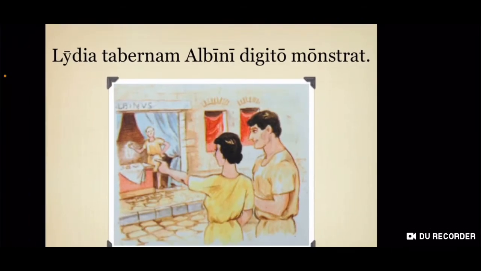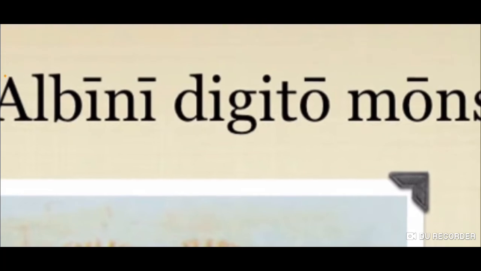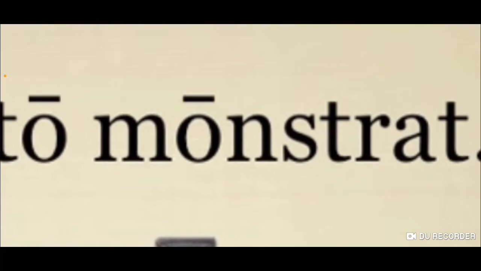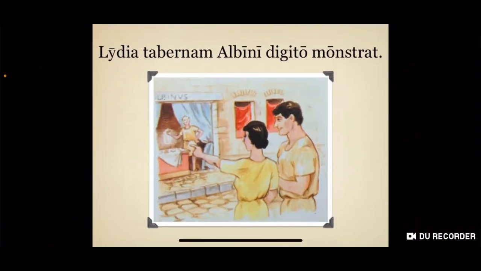So she points out Albinus' shop with her finger, and I don't need cum or apud for that. I know by the ending, digito, so I know what's in there. Plus the word points helps. It's all subconscious at first. When I first started learning, it wasn't subconscious like that, but the more you go on, you'll start to be just like that, as in English.